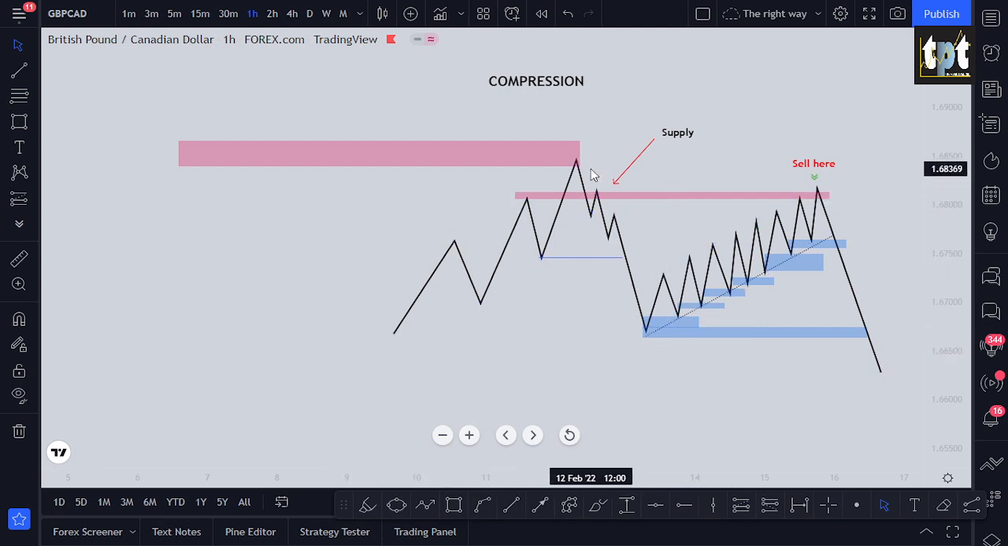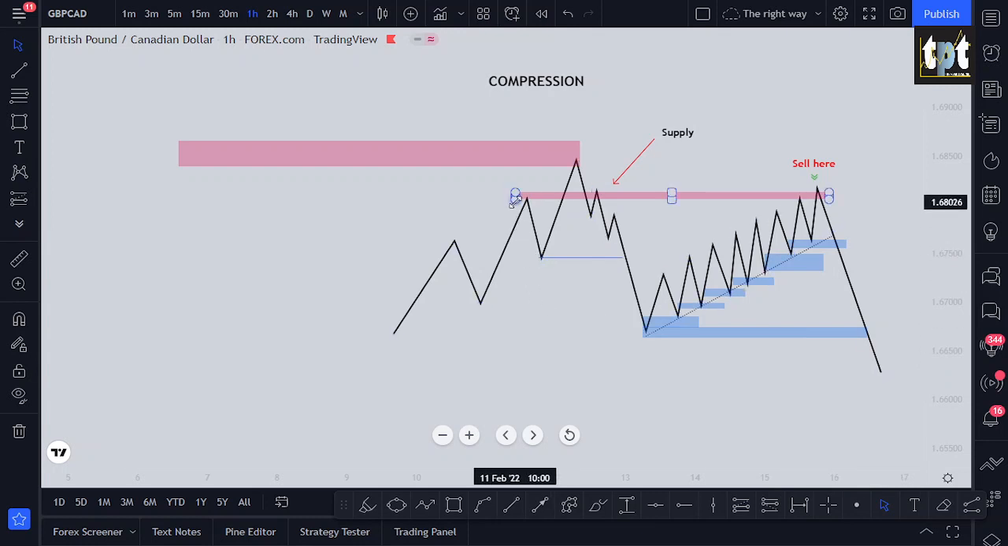So the up move is over. We are concentrating on the down move. But the market now gave a very good retracement, in the form of compression, and I've told you how it forms. Then whenever the market reaches a significant point of supply level, you take your sells from there.